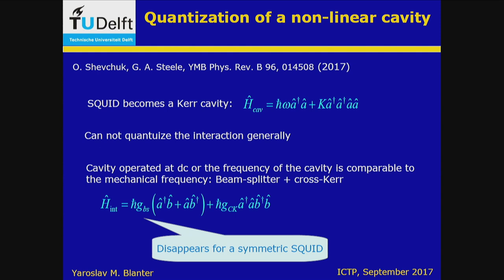Now, the funny thing here is, first of all, the beam splitter you usually get by linearizing radiation pressure. Here it's not, you just get it properly from the Hamiltonian. Another thing, it actually disappears if your squid is symmetric, if the two junctions are the same. So you have to do something more complicated, you have to take different junctions. And that's actually part of the reason why this physics I explained to you is different from cavities. It's something else, I mean, it's not a cavity.